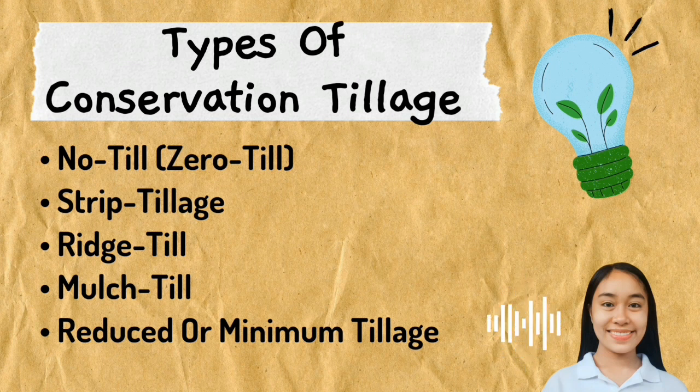There are 5 types of conservation tillage. First is no-till, zero-till. Second is strip tillage. Third is ridge till. Fourth is mulch till. Then the fifth one is reduced or minimum tillage.